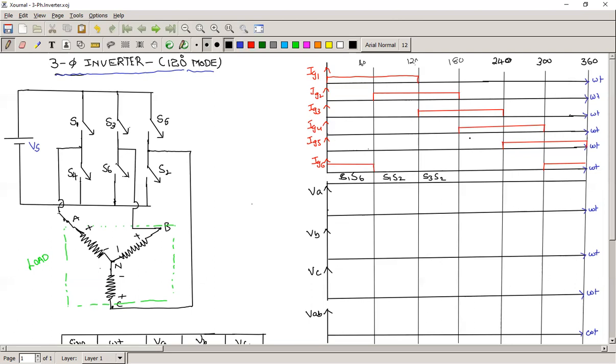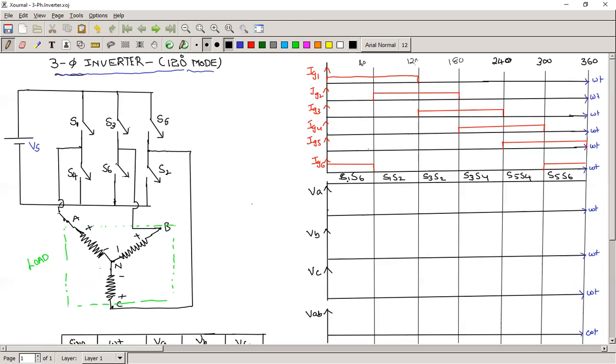Here S3, S4. Here S5, S4. Here, the same S5, S6.